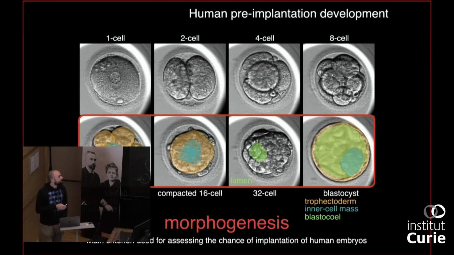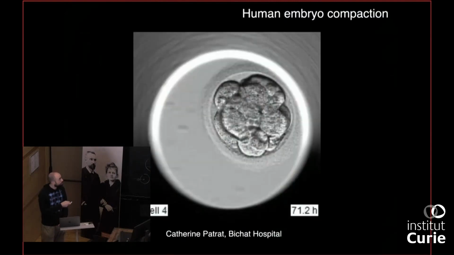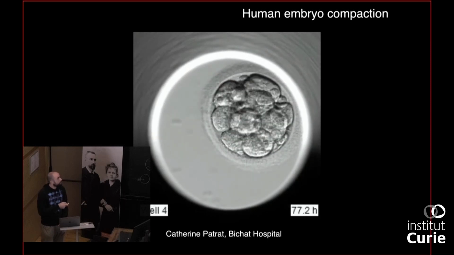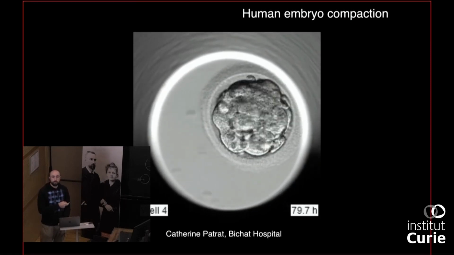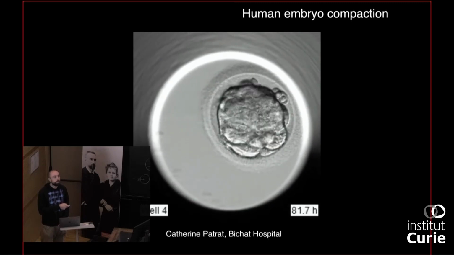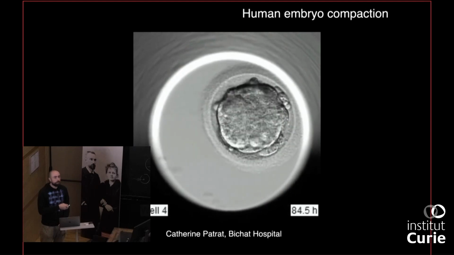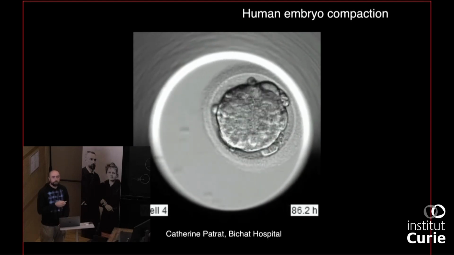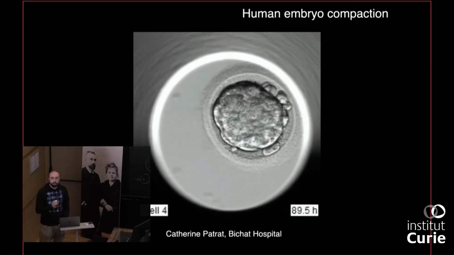Okay, so as I said, we are interested in what shapes the human blastocyst, and as I mentioned, the very first movement that we see is compaction. And so compaction is this process here. It takes about 20 to 30 hours. The cells just start to stick to one another. They form a compact structure. The surface of the embryo becomes smoother. The contacts are increased in size. This is a developmentally regulated adhesion process, which is triggered specifically at the 8 to 16 cell stage.